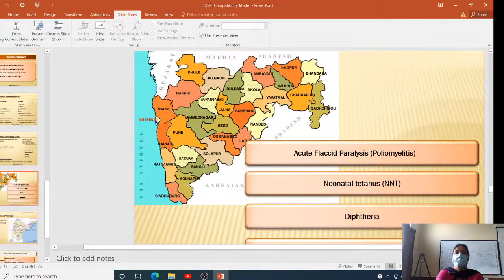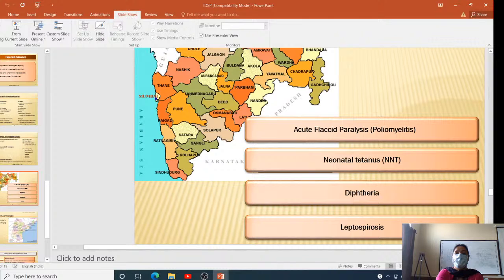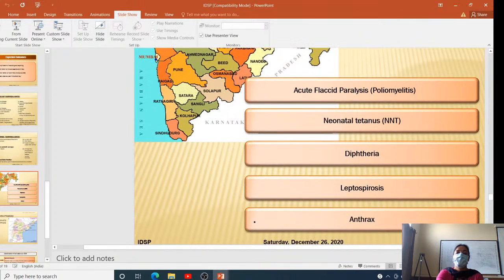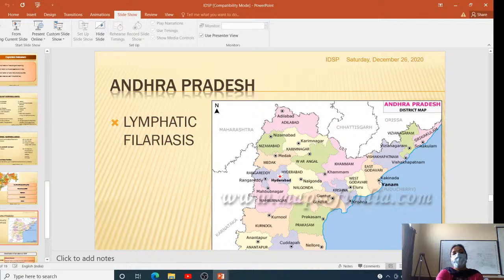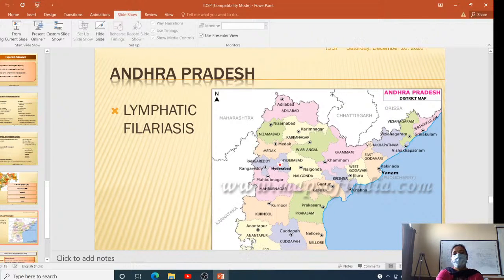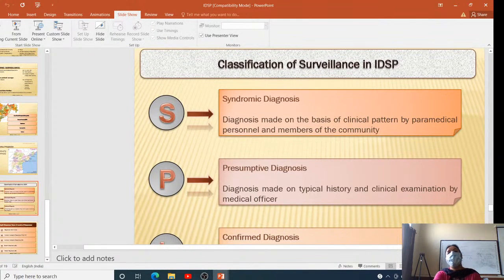So in the state of Andhra Pradesh, we have acute flaccid paralysis, we have neonatal tetanus, we have diphtheria, we have leptospirosis, we have anthrax. So all these diseases were in this one, Andhra Pradesh, and lymphatic filariasis was also there. Okay, so these are how states have been given the power to decide what will be there in IDSP.